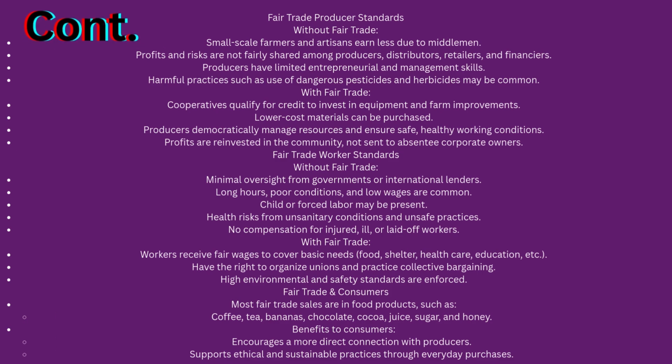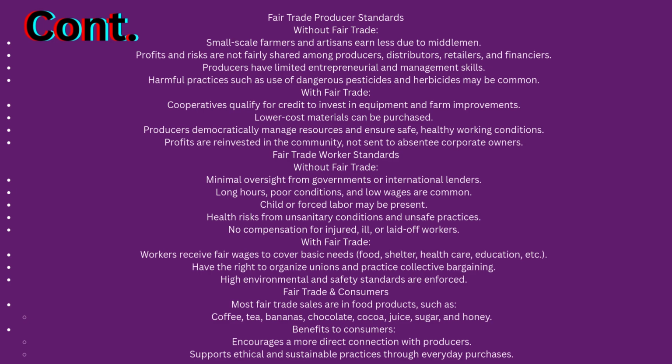Fair trade producer standards: raising incomes of small-scale farmers and artisans by eliminating some of the middlemen, distributing the profits and risks associated with production and sale of goods more fairly among producers, distributors, retailers, and financiers, increasing the entrepreneurial and management skills of the producers, promoting safe and sustainable farming methods and working conditions, such as by prohibiting the use of dangerous pesticides and herbicides and promoting the production of certified crops.